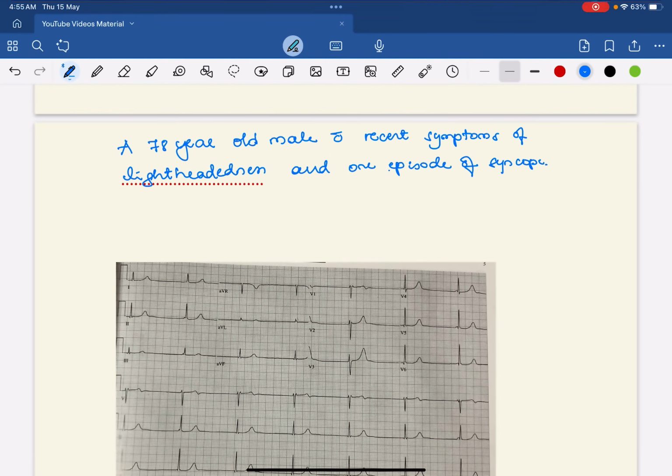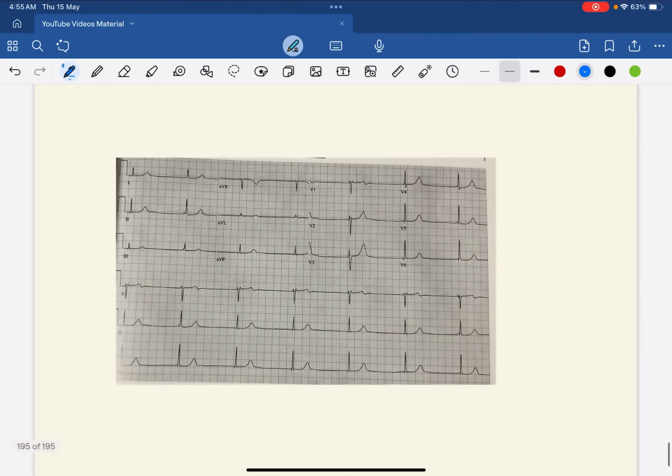Yesterday I asked a clinical case scenario on my Instagram handle and I got various different answers. So I thought, let me make a video on this and clarify the doubts. So here is the question. A 78-year-old male with recent symptoms of lightheadedness and one episode of syncope. The ECG is given below.